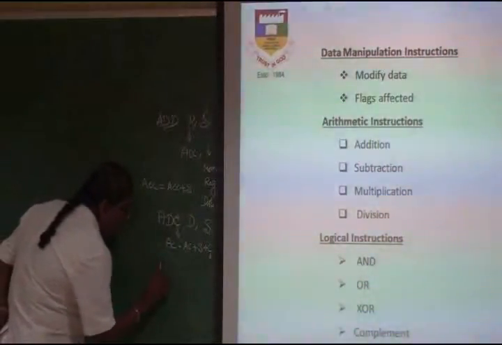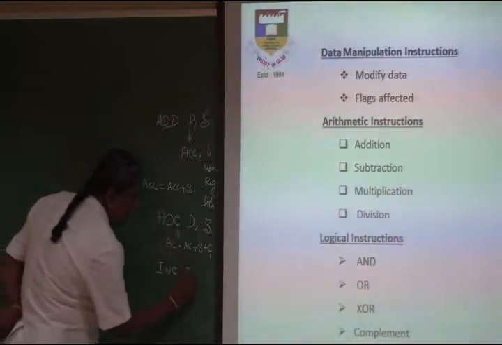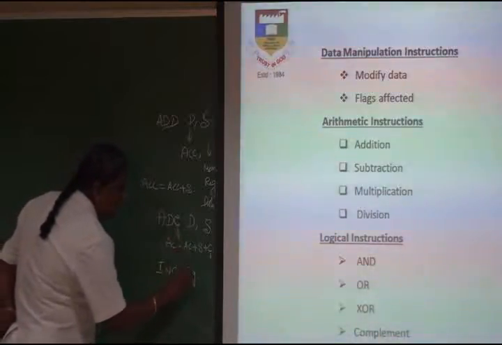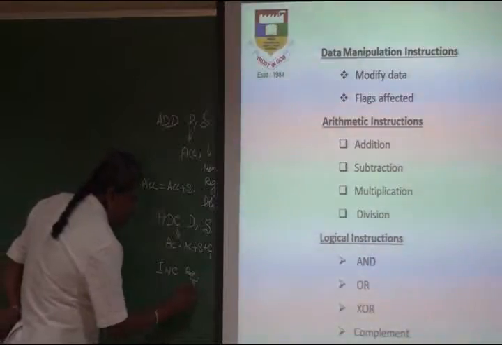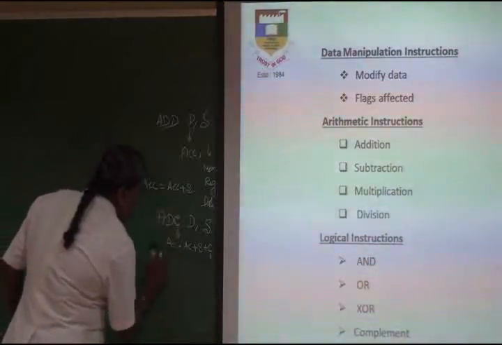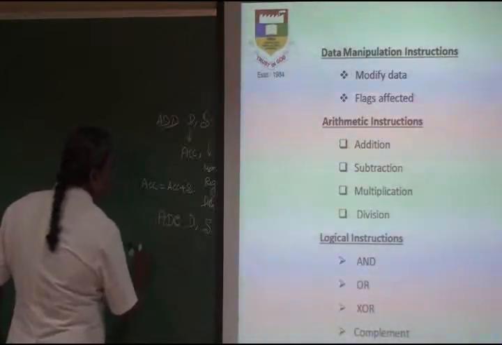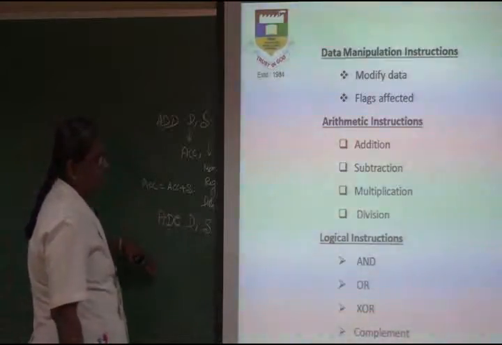Another one is INC, that is increment register. This will increment the content of the register, that is the content of the register will be increased by 1. Then subtraction. Subtraction is similar to addition. The rules apply, the source, destination and so on.